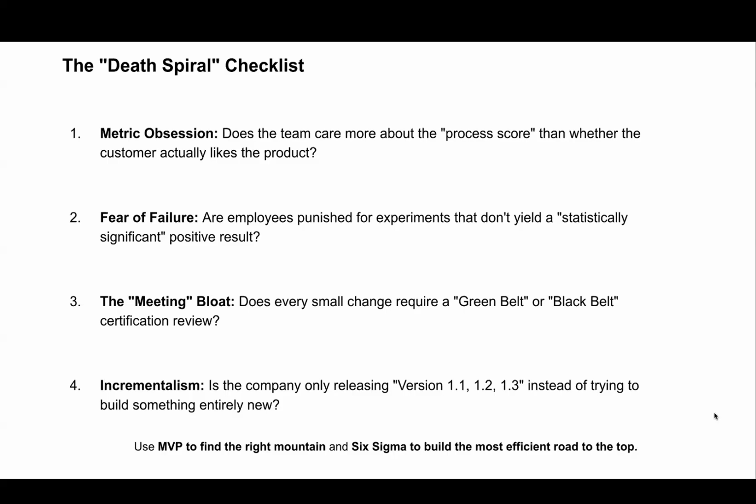So what we would do is we would say we use MVP so we understand the right target market, right? What mountain are we going to climb here? And then we use Six Sigma to find the best way to get to the top of the mountain, so to speak. And also then to make sure that we have a focus on that customer experience as well.